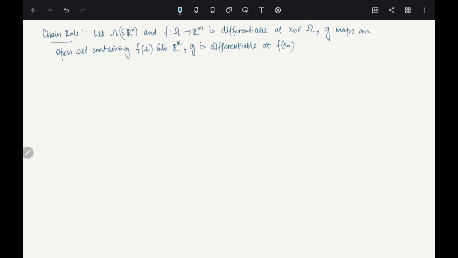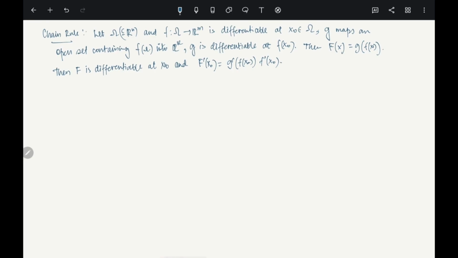Okay, now if this is the case, then if you define capital F of x to be g of f of x, then we can say that capital F is differentiable at the point x0, and this is very, very important, please remember this: F prime x naught is nothing but g prime at the point f x naught times f prime x naught, right? Since f prime is nothing but a linear transformation, which again is nothing but a matrix, it is an m cross n matrix.